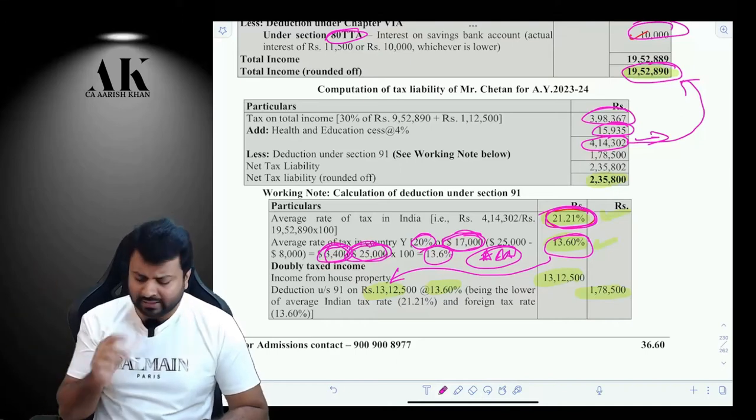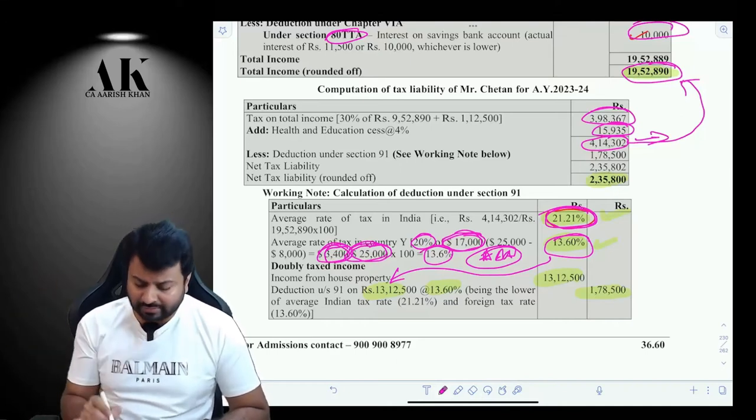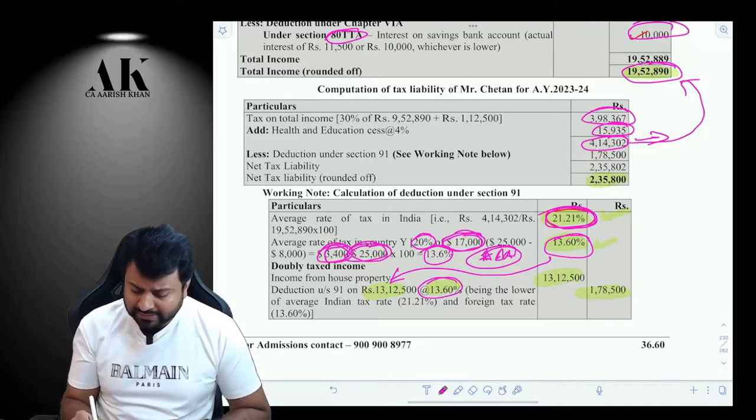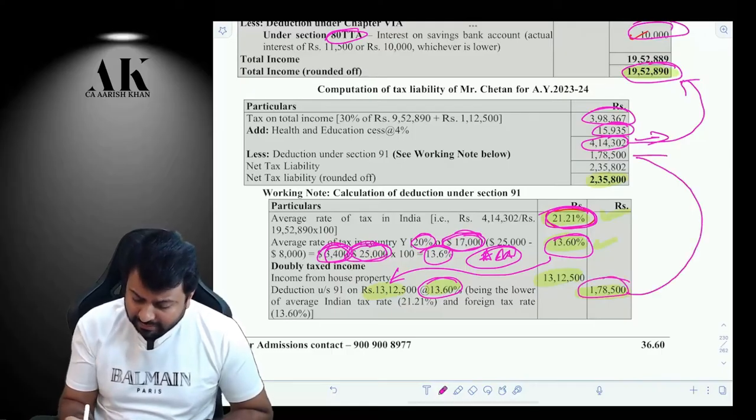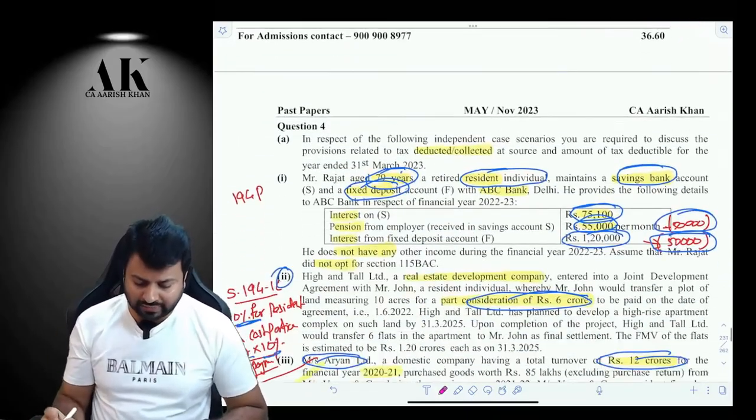The rest of the income is earned in India. 13,12,500 is your doubly taxed income. On that, you will take 13.6%. That will come to 1,78,000, and that will be the relief. Under what? Under section 91. You can check it once if you want.